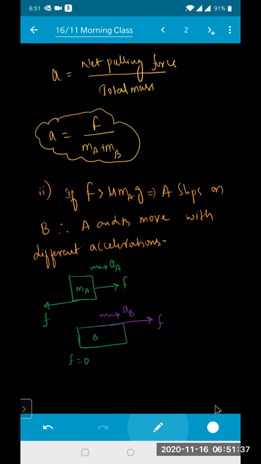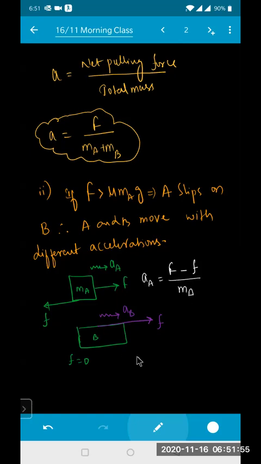Now tell me, what is the acceleration of A, can you tell me? Acceleration of your A is equal to this formula. Net pulling force, that means net pulling force is how much? This one, capital F minus small f. So capital F minus small f divided by mass of your A.